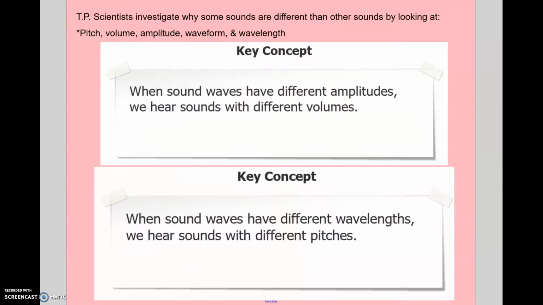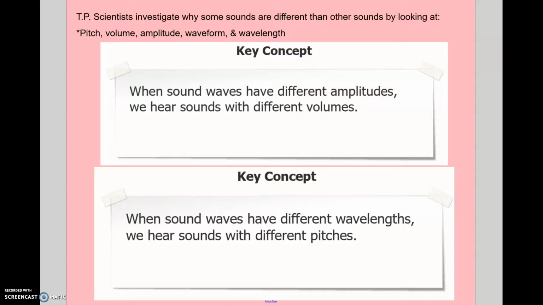What we should have learned today is that when sound waves have different amplitudes, we hear sounds with different volumes. And when sound waves have different wavelengths, we can hear sounds with different pitches. That means high-pitched or low-pitched.